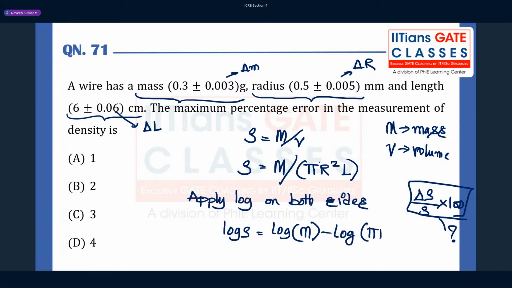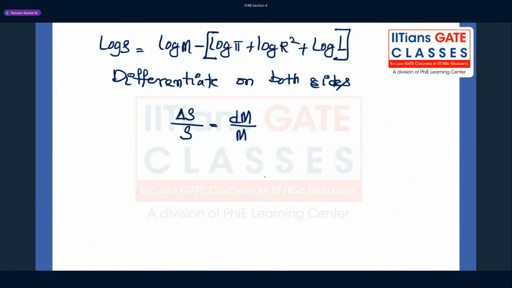Minus log pi r square L, because log A by B is log A minus log B. Okay, so this is this. Delta m minus log pi minus log r square. Log pi differentiation is 0, no? There's no point writing it. It's a constant, right? Differentiation of a constant is zero. So this is 2 dr by r, right?